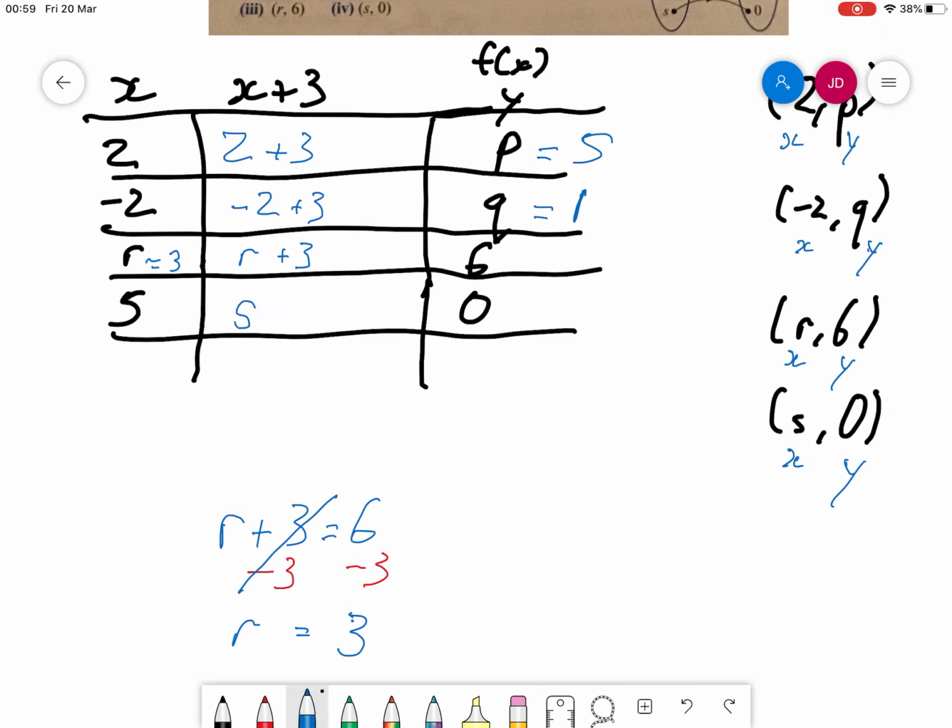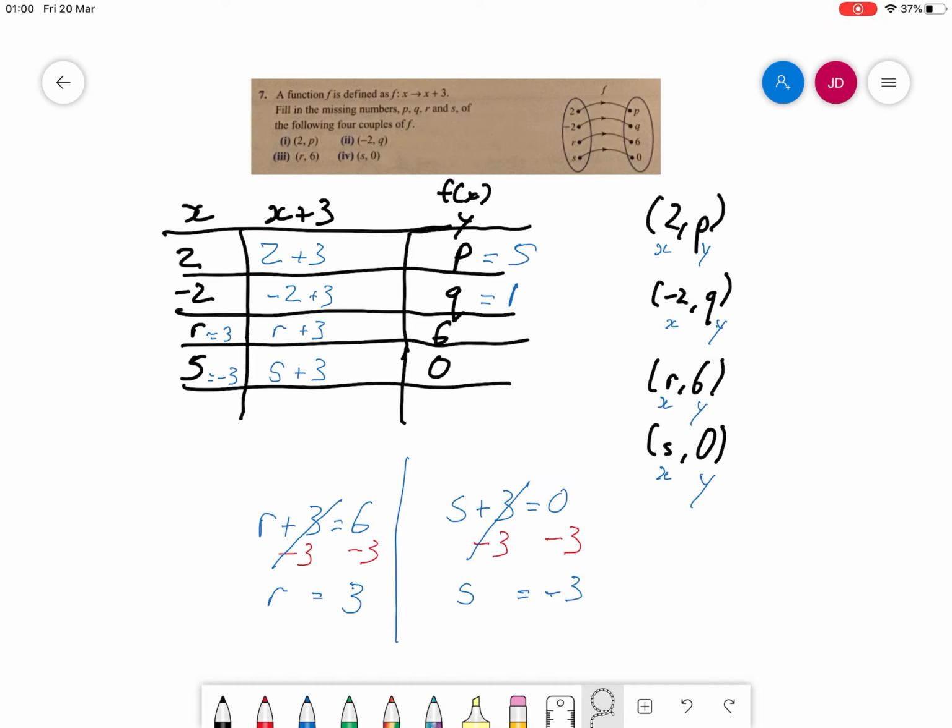So now I have found my values for p, q, r, and s. And that's how you go about doing a question like that.